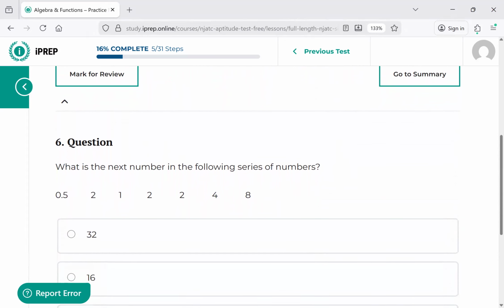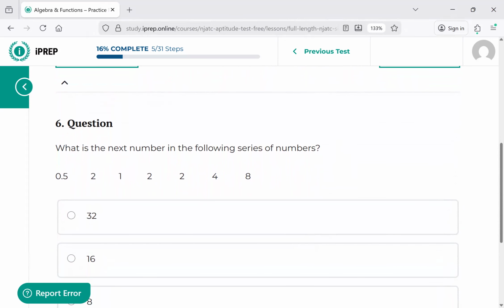Okay, let's look at question 6. What is the next number in the following series of numbers? Okay, so 0.5 is your first term, 2 is your second, then the third, fourth, fifth, sixth. You have to find the eighth term. So let's see if we have a common difference or some kind of pattern.